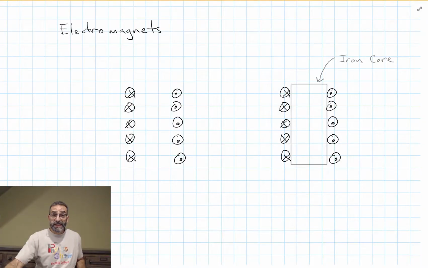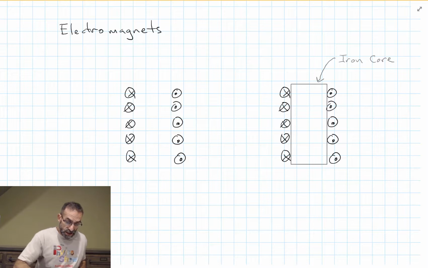One application is in the use of electromagnets. An electromagnet, remember, we can turn the current on and off, so we can turn our magnetic field on and off. Oftentimes, it's a solenoid like I've drawn on the left here. You run the current through the solenoid like this, and you get a magnetic field.